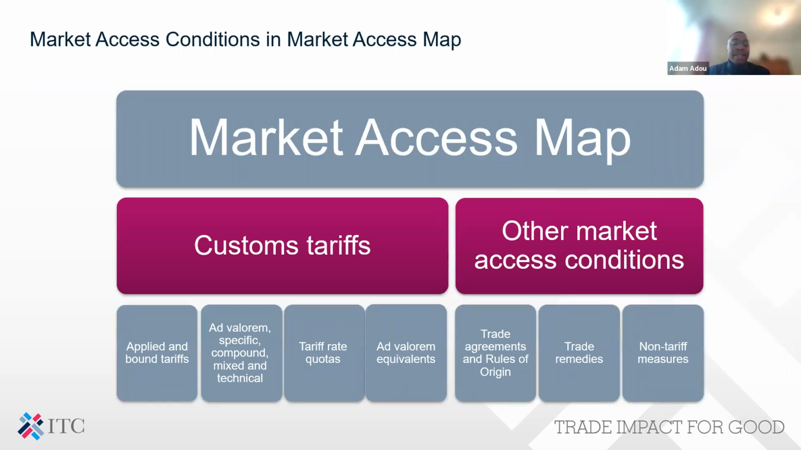So market access finally covers customs tariffs, which is the basic principle. So what is the tariff I am going to pay when exporting my product to a specific destination country? This is the first thing you have a look at. But if the tariffs are similar between two countries, maybe you will also want to take a look at other market access conditions. So this covers trade remedies, rules of origin, regulations, also whether you benefit from a trade agreement or not, and export-import requirements, which are part of the non-tariff measures.